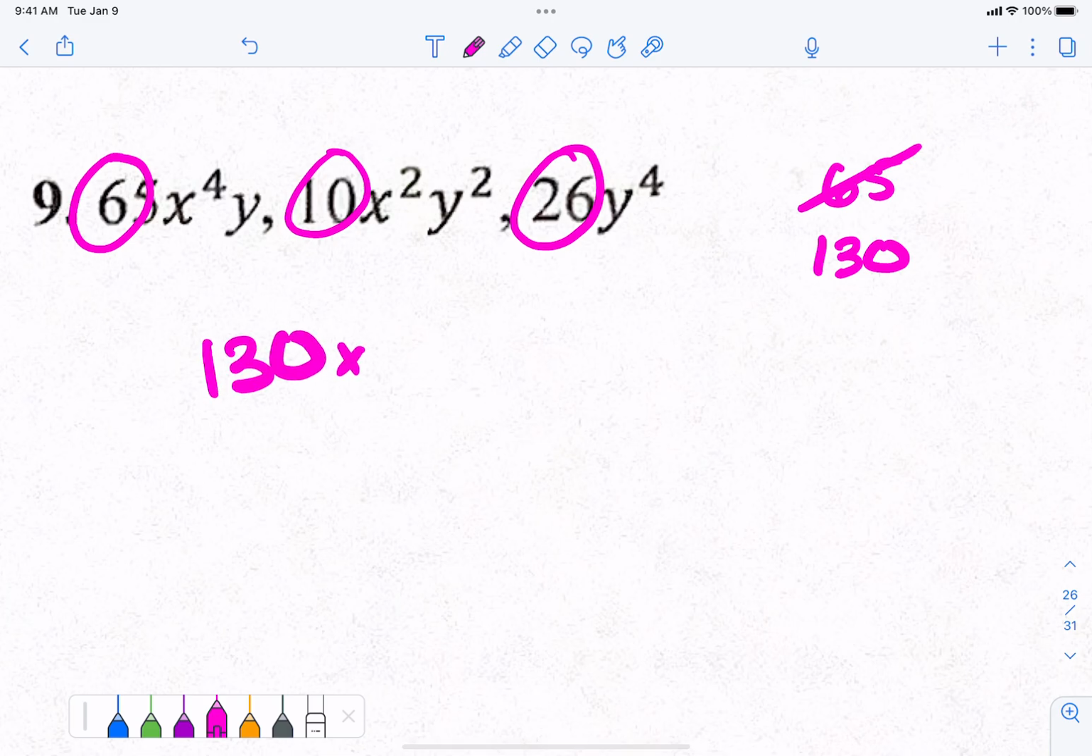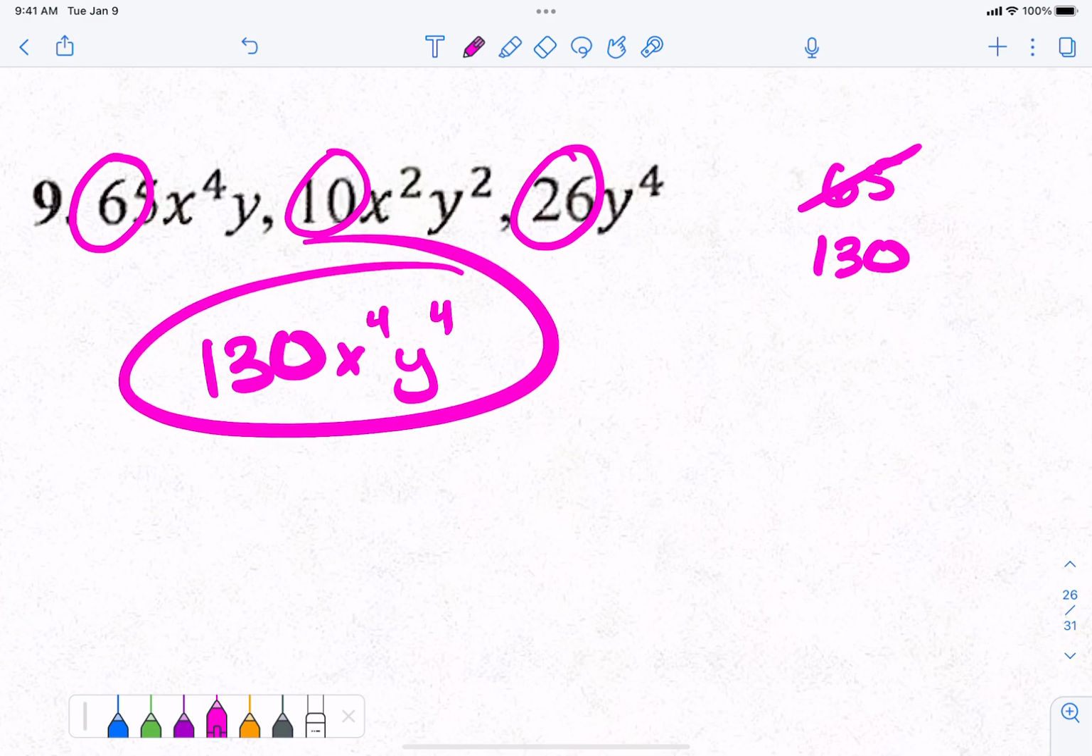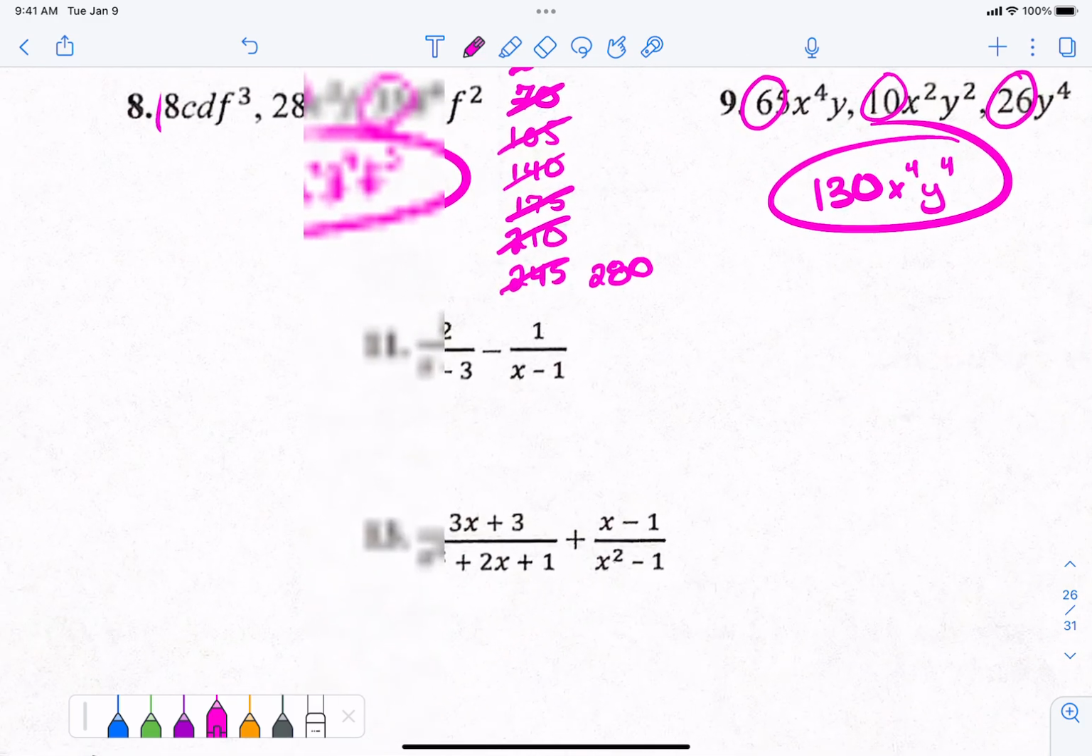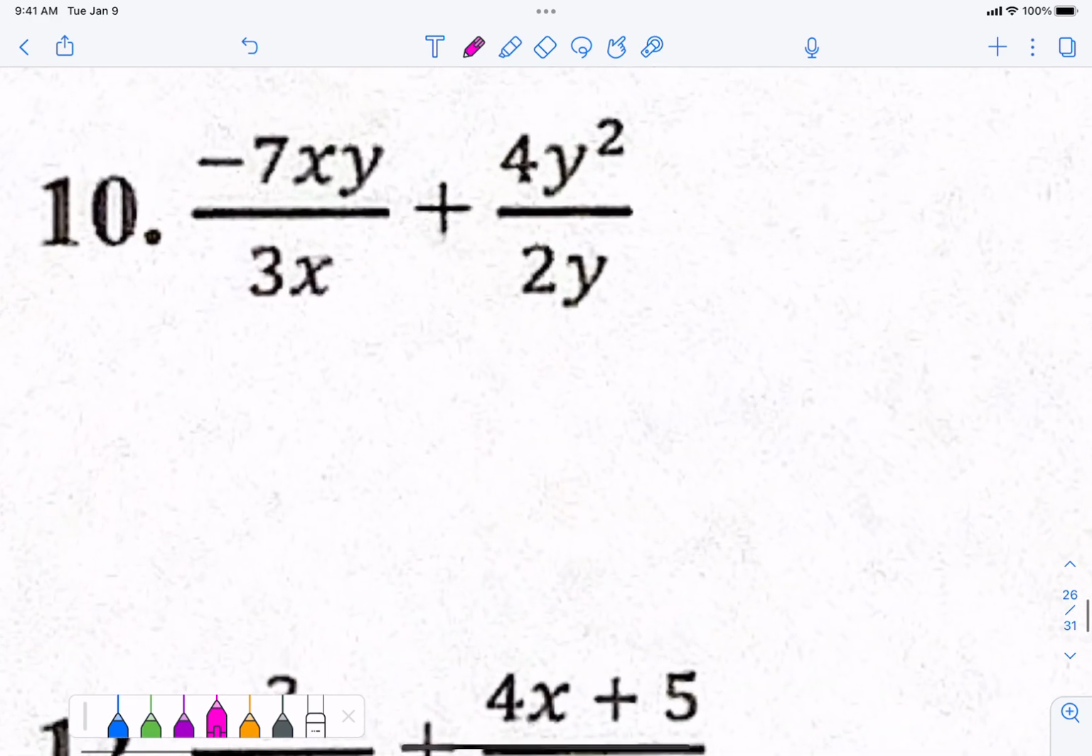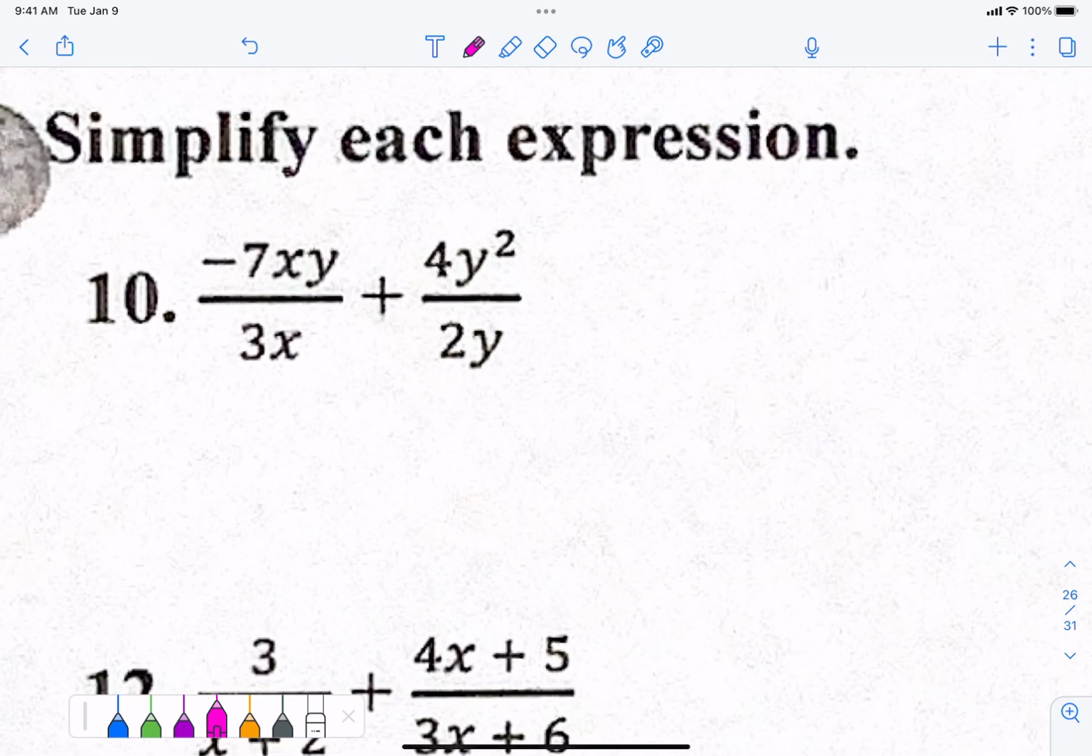How many X's do you need? 4. How many Y's do you need? 4. There's my least common multiple, or my common denominator. Got it? Okay, let's do a couple more and then we'll be done. Let's do 2 more. Number 10. This is where we are adding. When you are adding, you have to find a common denominator, right?